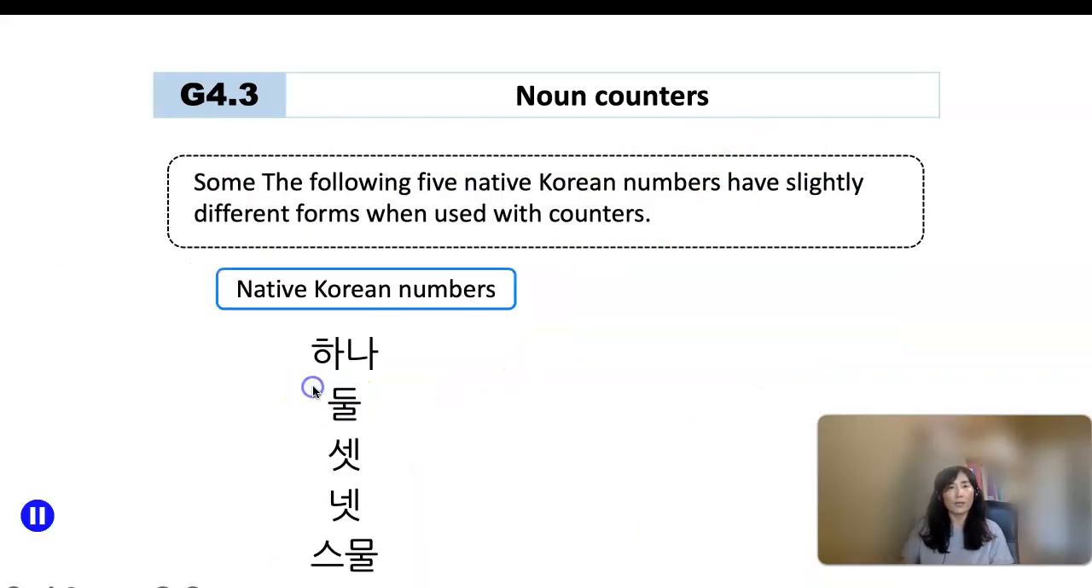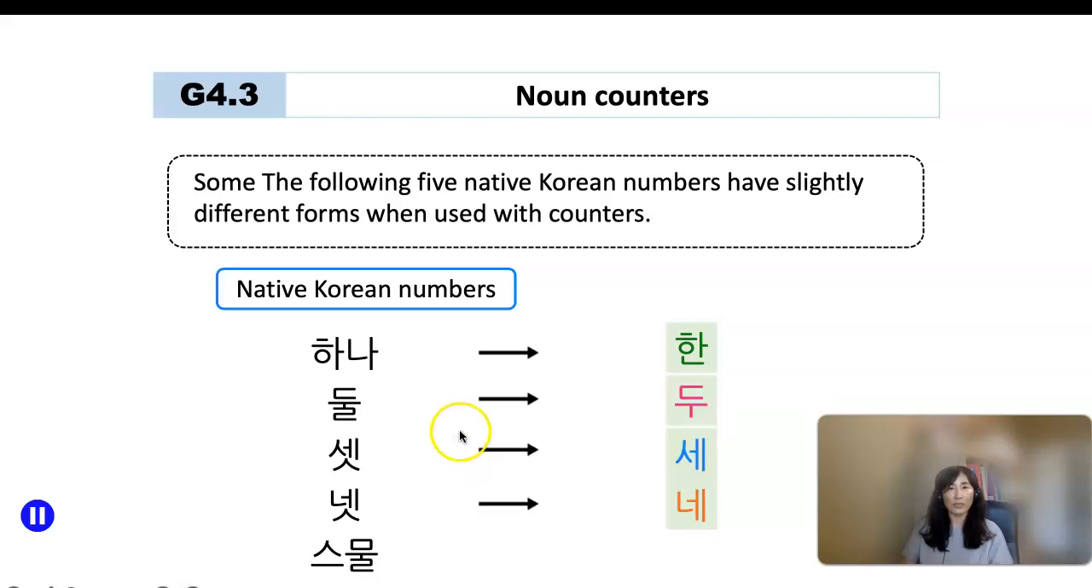Okay. What you have to understand is that we have to review native Korean numbers. When native Korean numbers are combined with the counter, the forms are slightly modified. So 하나 becomes 한, 둘 becomes 두, 셋 becomes 세, 넷 becomes 네. So you remove the consonant at the end. 두, 세, 네, and then number 20 is 스물, and you remove ㄹ at the end. 스무. So whenever the native Korean numbers are used with a counter, use these kinds of forms.